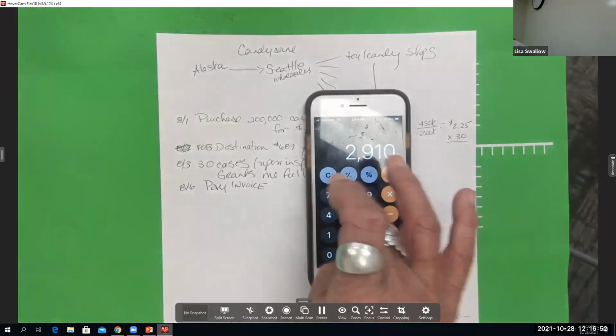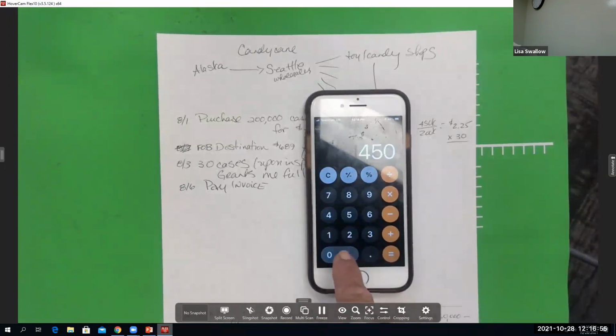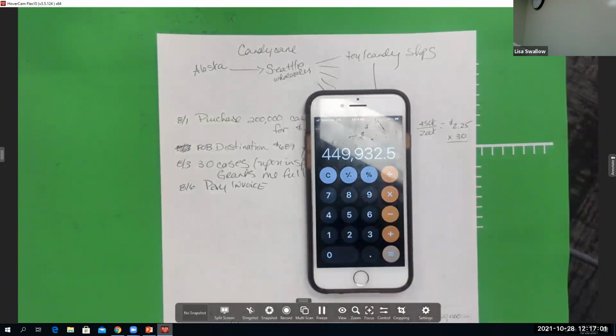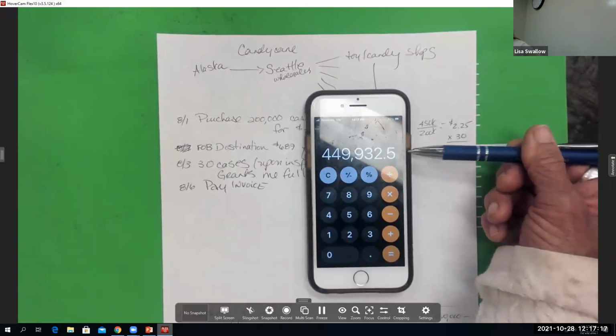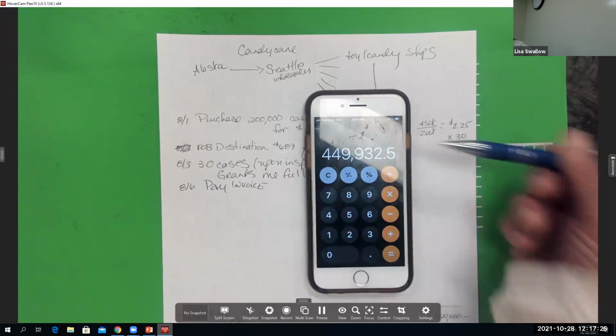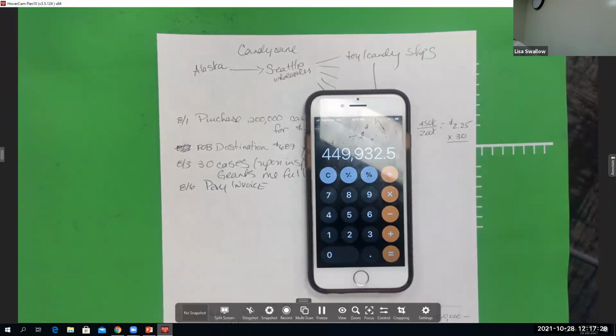So first off, let's figure out how much he owes us. $450,000 minus $67.50. Everyone agree I owe him $449,932.50? Now, where is this number, Trevor? What account is that sitting in right now? It's my inventory, and it's also the amount in my accounts payable, isn't it?